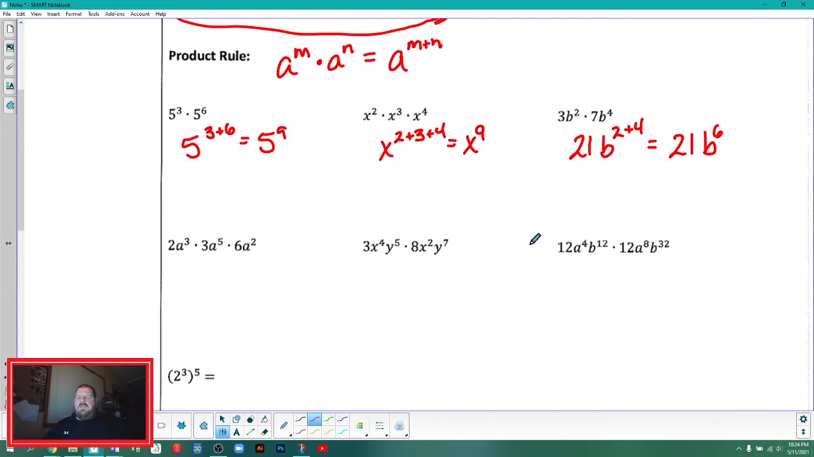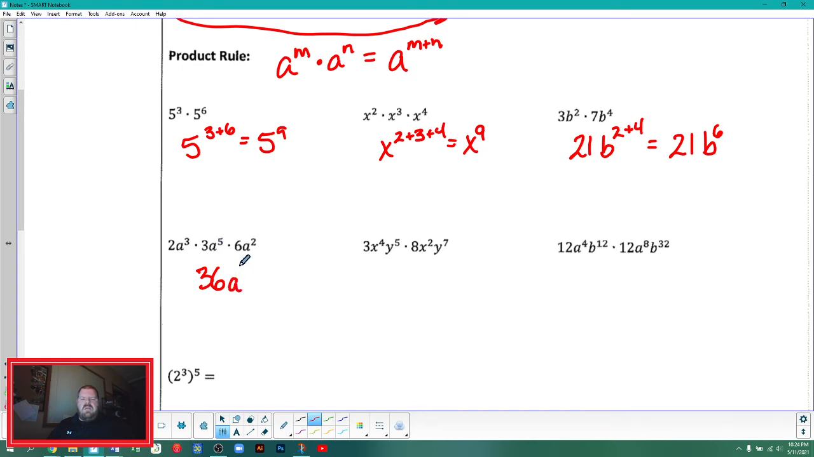Down below, we have some slightly harder ones. I have a 2, a 3, and a 6. I'm just going to multiply those together. A lot of times with the numbers, if I don't see anything repeating, I don't stress about it too much. 2 times 3 is 6, and 6 times 6 is 36. So there was an easier way, but oh well. We could have said 6 squared, or 2 squared times 3 squared. But I'm not that worried about that.